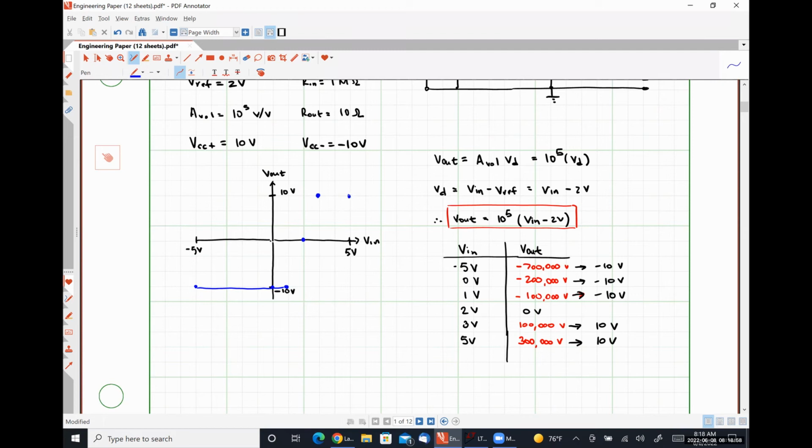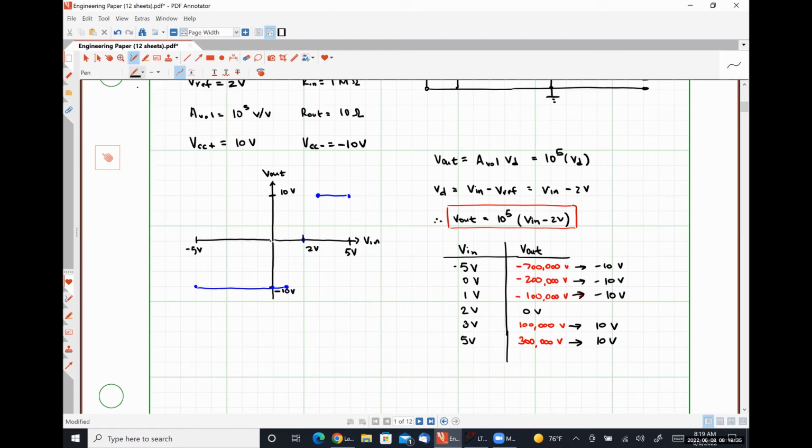And I would argue that we can simply connect these dots. Looking at the data points that we've collected thus far, it seems like there's going to be an abrupt transition of the output signal from VCC minus to VCC plus somewhere around our reference voltage, right? Where this point here corresponds to 2 volts, which is the reference voltage that we have for this particular circuit.